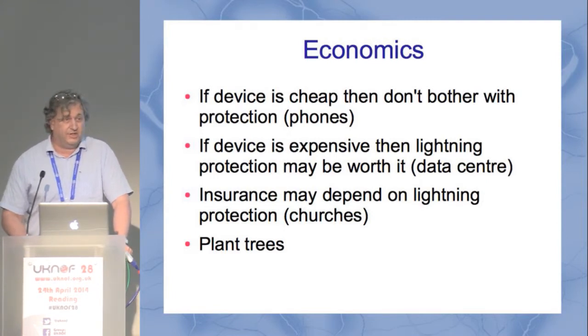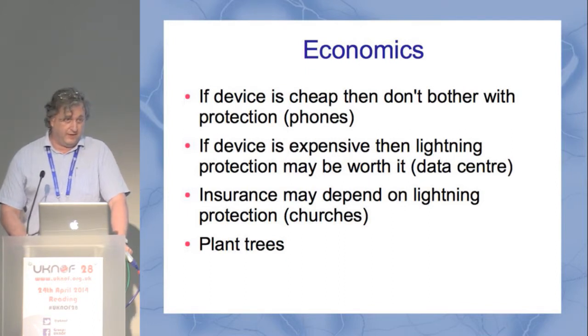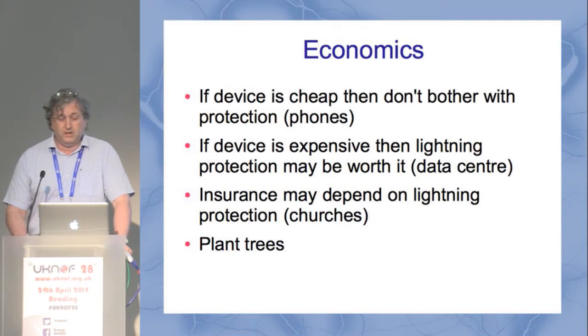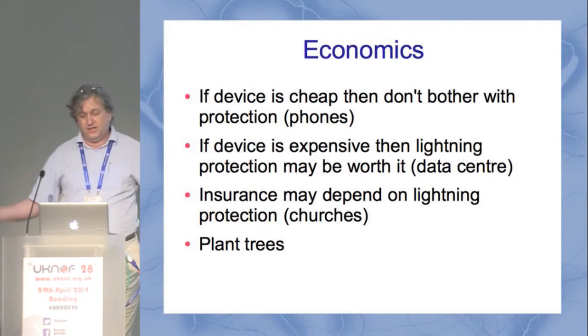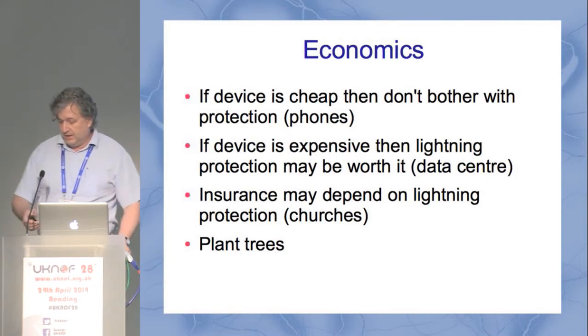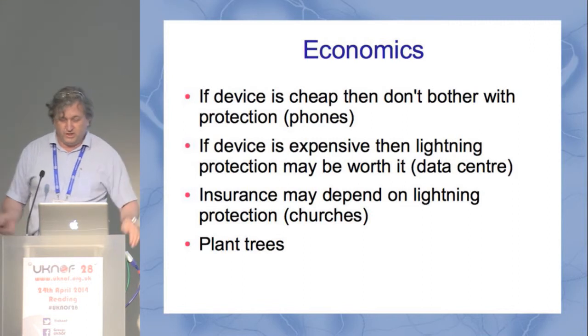The cheapest way of protecting against lightning is probably to plant trees, but this only has an effect in sort of 20 to 30 years' time, because trees do actually get struck by lightning. They work quite well as lightning conductors, and if they're tall enough and you plant them around your data center, they will attract the lightning, as opposed to your data center or your church tower or whatever.